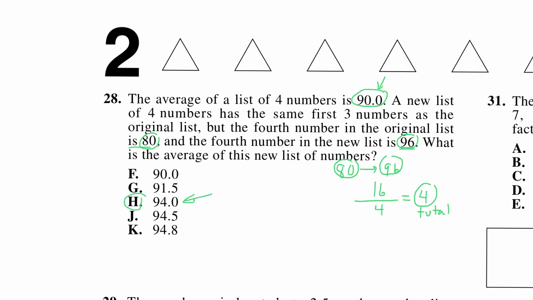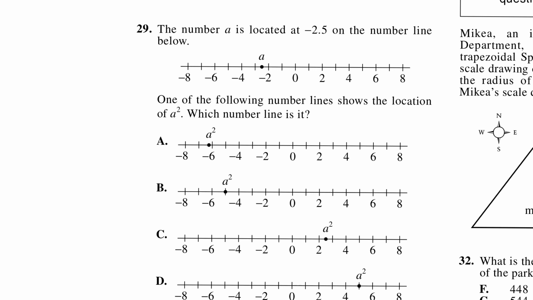94.0. Okay, number 29. The number A is located at -2.5 on the number line, as shown here. And one of the following number lines shows a location of A squared. Well, first of all, what is -2.5 squared? So that would be 2.5 times 2.5. That would be a positive 6.25. Negative times negative makes it positive.